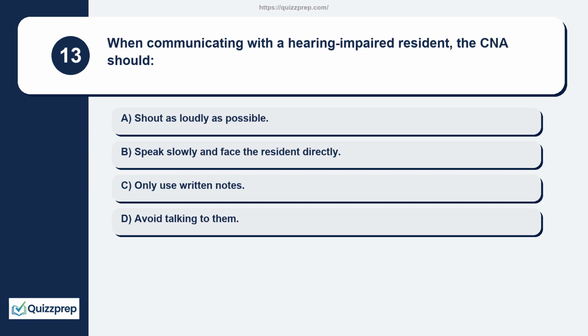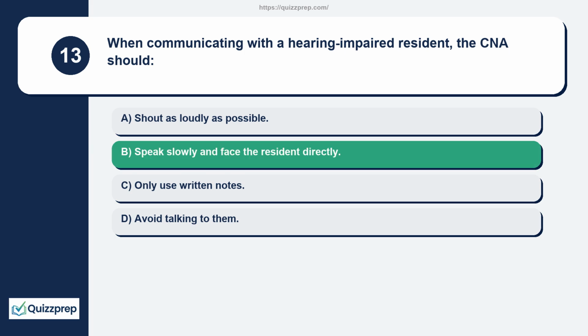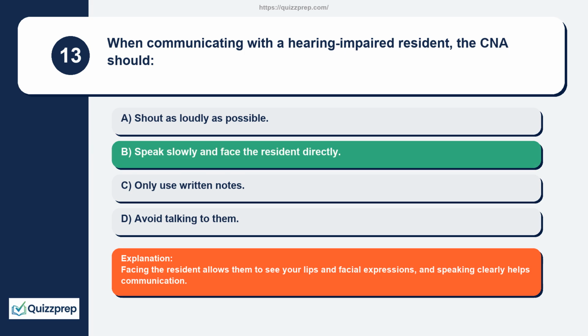Question 13. When communicating with a hearing-impaired resident, the CNA should shout as loudly as possible, speak slowly and face the resident directly. Only use written notes. Avoid talking to them. Facing the resident allows them to see your lips and facial expressions, and speaking clearly helps communication.